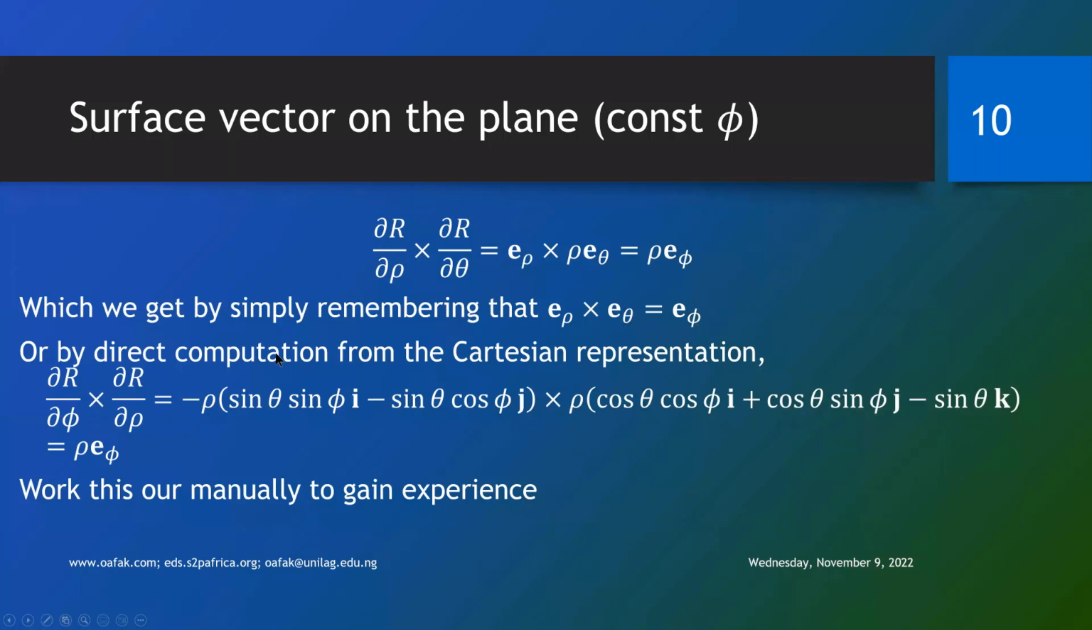So that is it. You can also get it by direct computation. If you want it by direct computation, I can see there's an error here. Just go back to the first page. We computed the derivative with respect to rho and the derivative with respect to theta. Compute those two and multiply them out using the Cartesian representation. I will correct this before it's posted today.